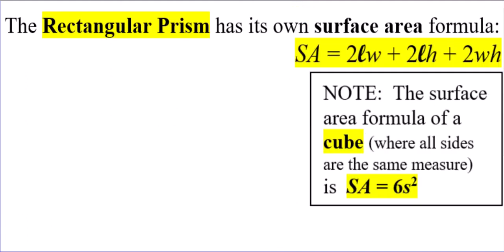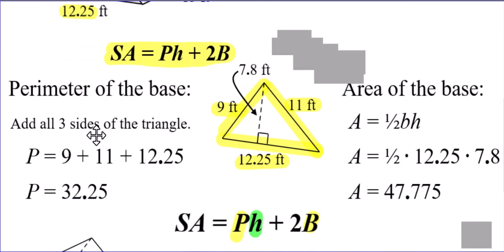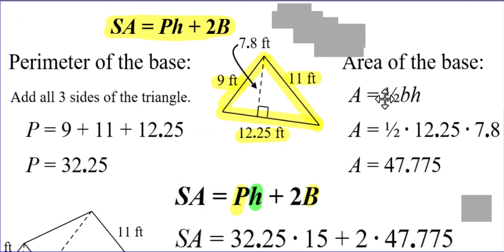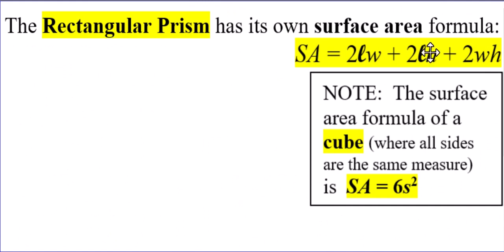Okay, rectangular prisms have their own surface area formula: 2 times length times width plus 2 times length times height plus 2 times width times height. That, even though it's longer, is a lot quicker to use than doing the method that we did here with the triangular prism or trapezoidal prism, because that requires perimeter of the base and area of the base, and then putting those things back into the surface area formula. Rectangular prisms, much quicker to just use this unique formula for just the rectangular prism surface area.